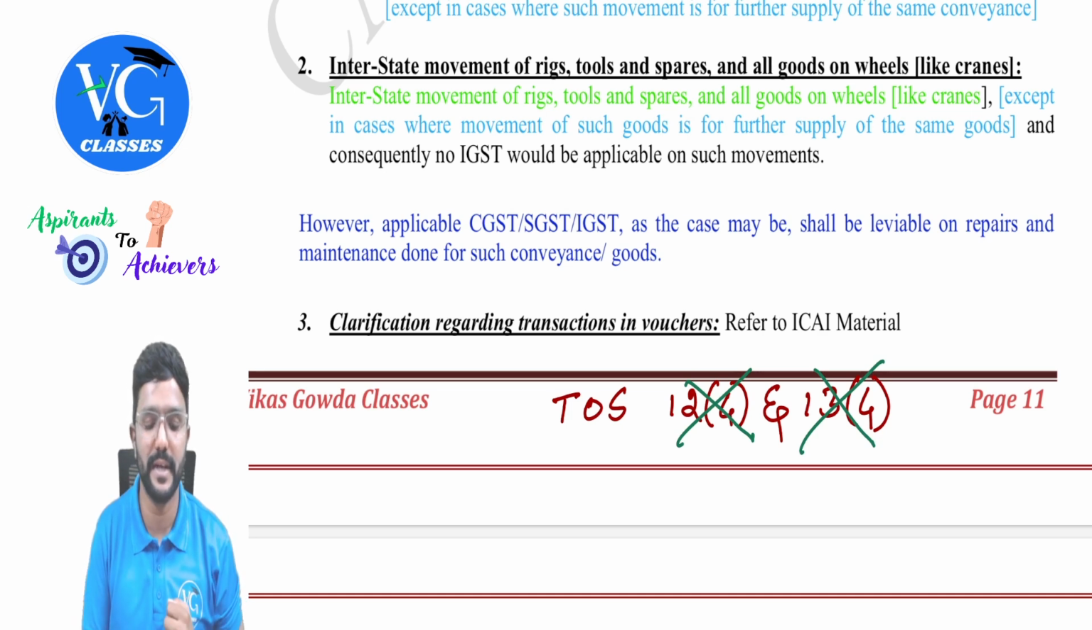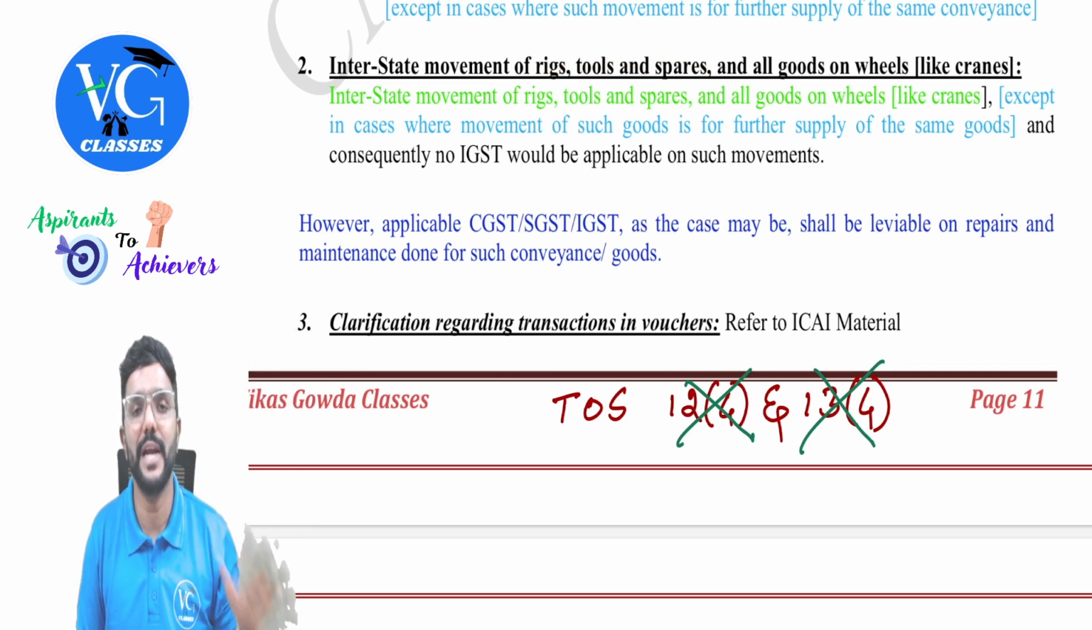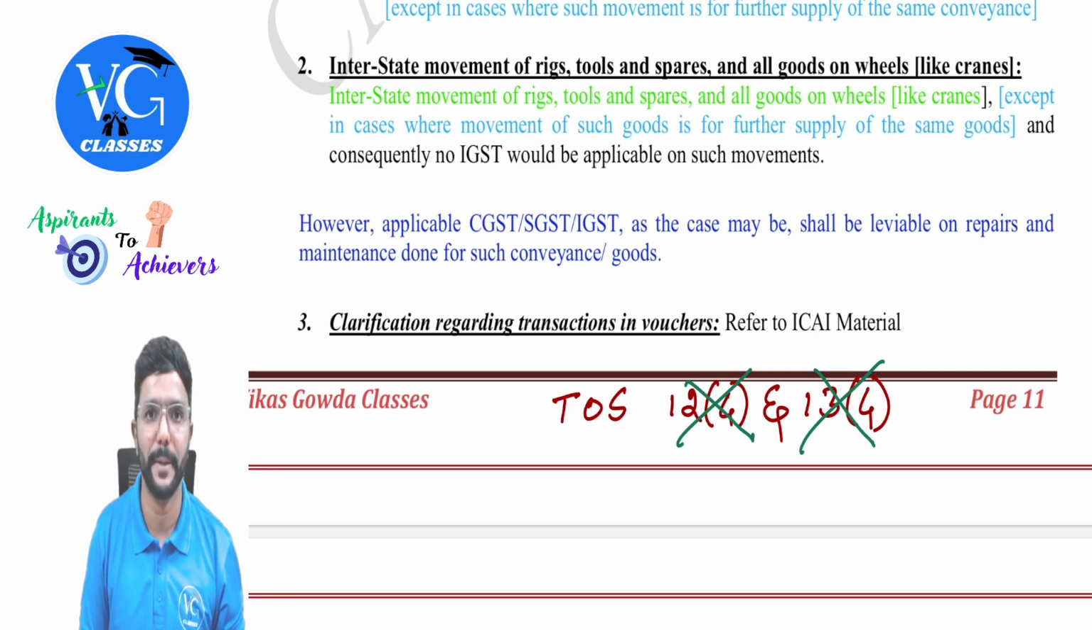Yes. For example, assume I have sent rigs or tools from the Karnataka branch to the Tamil Nadu branch, which will be sold in my Tamil Nadu branch. When I send it from Karnataka to Tamil Nadu, even without consideration, will it be a supply? Yes, it will be a supply.